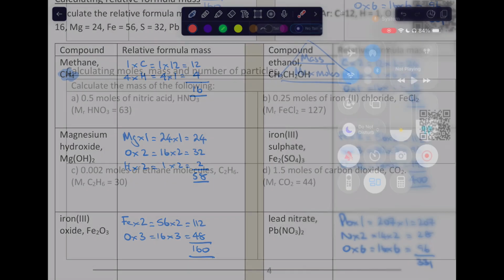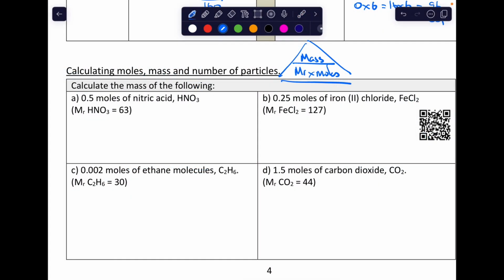Okay, in these questions, we are being asked to calculate the mass. And to do that, we use this triangle that mass is Mr times moles. Mr, moles is underneath the mass, is the way we work this out. So if we want to find the mass, we cover mass over, and mass is Mr times moles, as we said. So here I'm going to write that down so I remember what I'm doing. So it's Mr times moles.